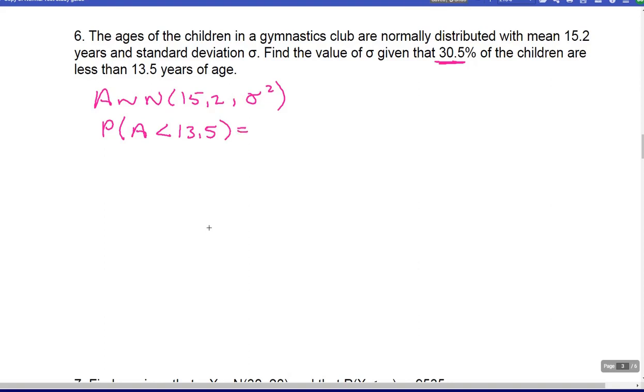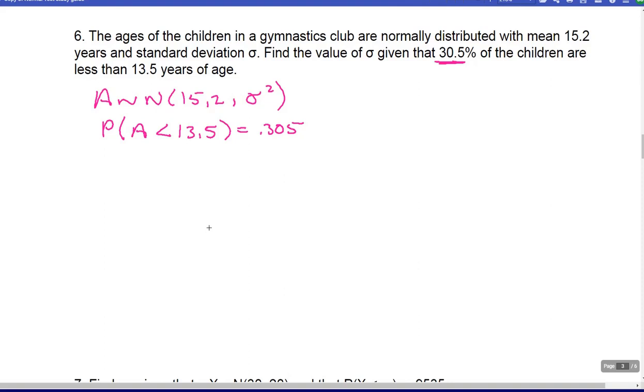30.5. Oh no, would it be 0? What would it be? It would be 30.5 divided by 100. It will be 0.305. Exactly. Okay? All right, now, what am I going to do?